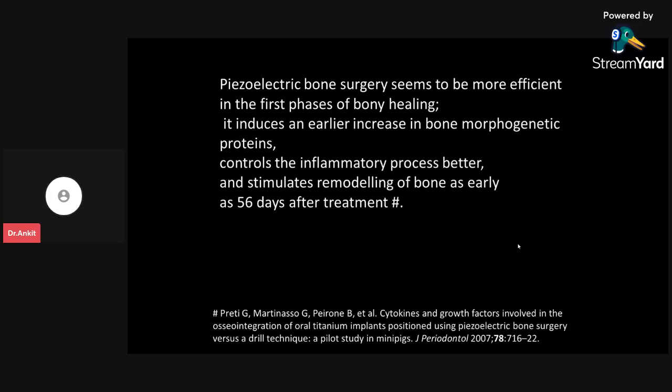Now let us come to piezoelectric bone surgery. It seems to be more efficient in the first phases of bone healing. So when you prepare the bony socket, be it for an implant, extraction, sinus lift, or BSSO, if you prepare the first phase using the piezotome, it induces an earlier increase in bone morphogenetic protein.